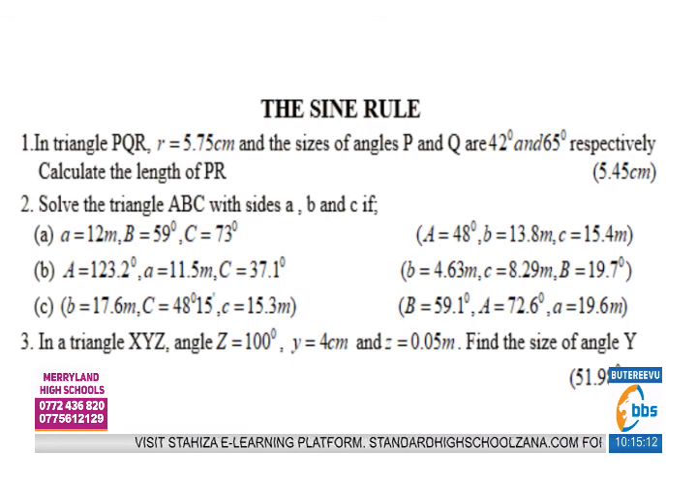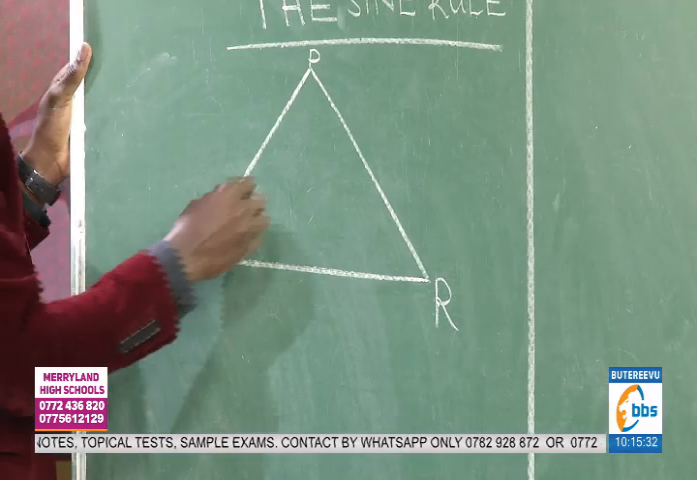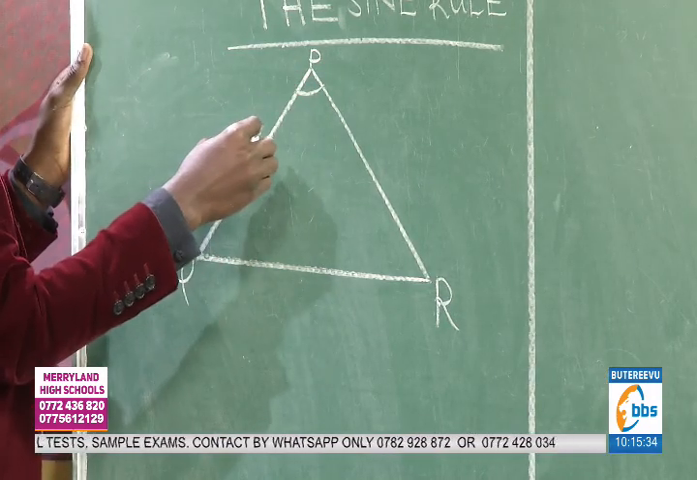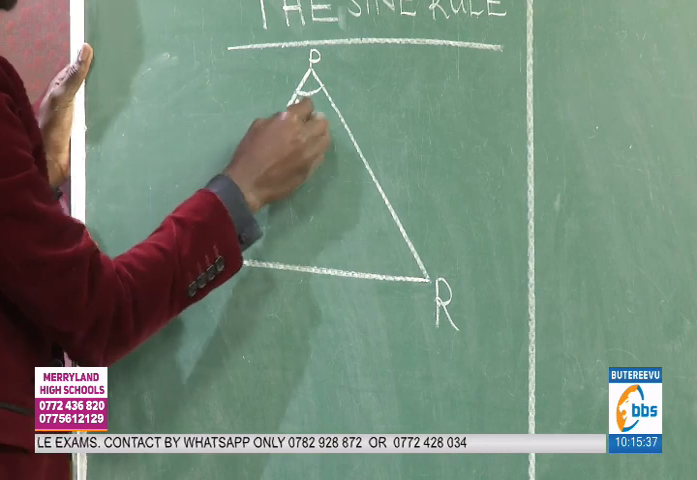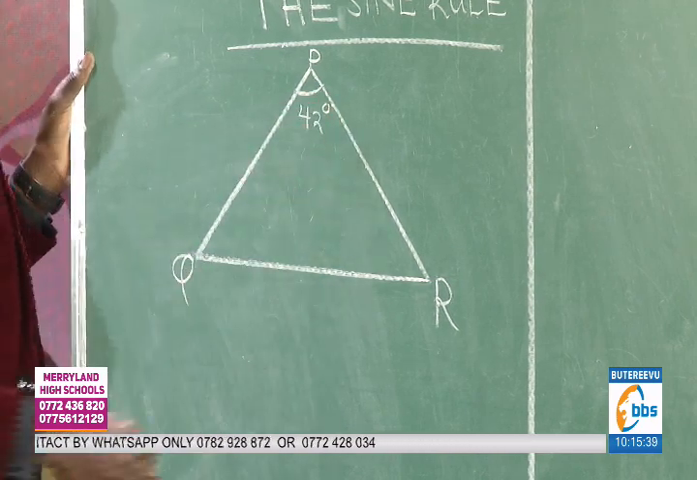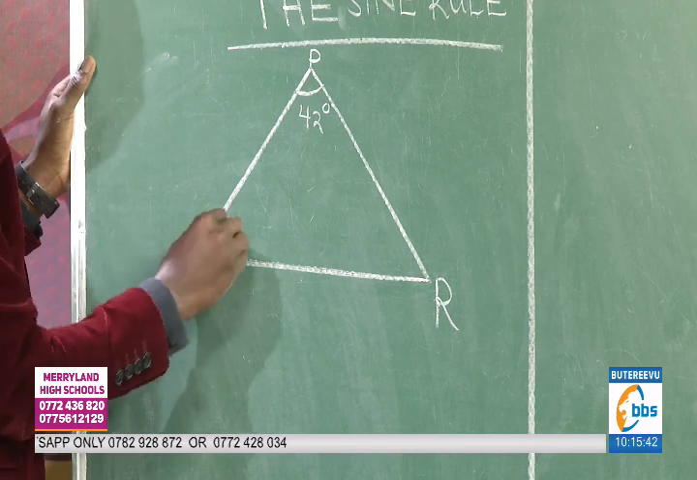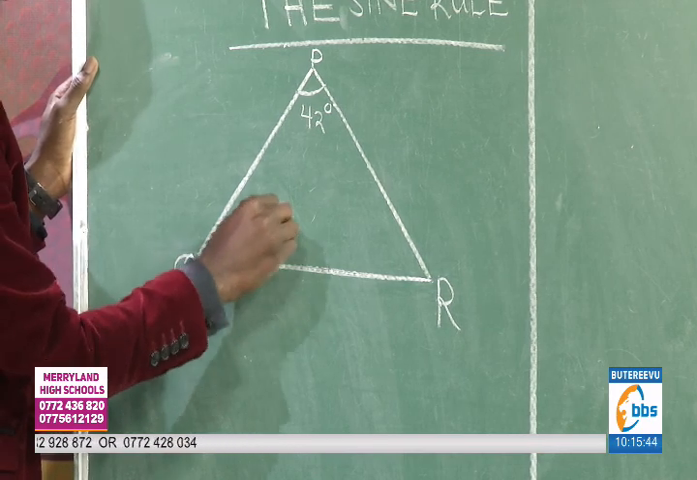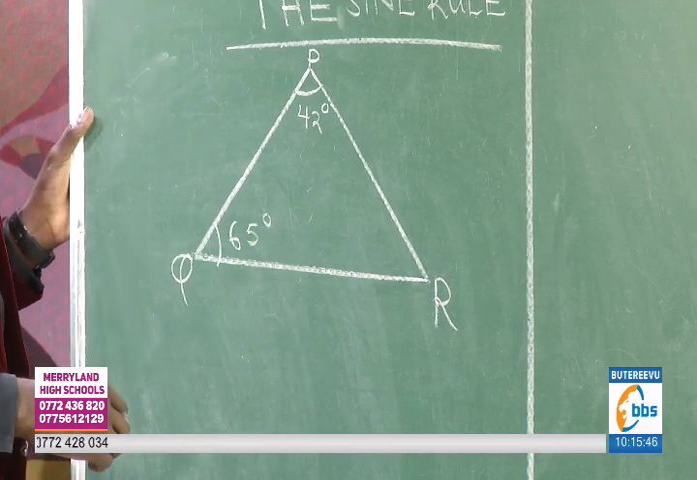So if you look at this one, you can first draw a triangle. Analyze the question, please, and draw your triangle carefully. It's the same triangle P, Q, and R. Always draw a triangle first. They're giving us angle P as 42 degrees, so you put 42 degrees here. Then angle Q is given as 65 degrees, like that.